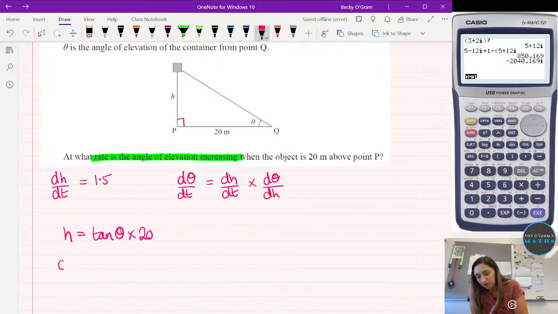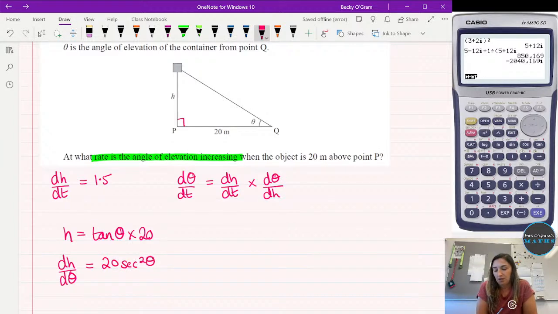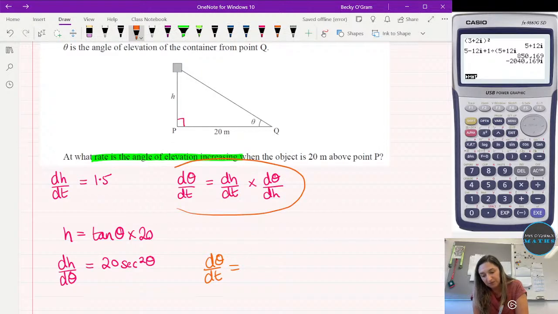So then if I want to do dh by d theta, then tan theta goes to sec squared theta, and the 20 just stays as being multiplied like that. All right, now back to the thing that I'm trying to work out. So d theta by dt will be dh by dt. So I'm just taking this here, and now we're going on with that. So dh by dt is 1.5. Now d theta by dh, we have dh by d theta over here, so we need to flip it over.